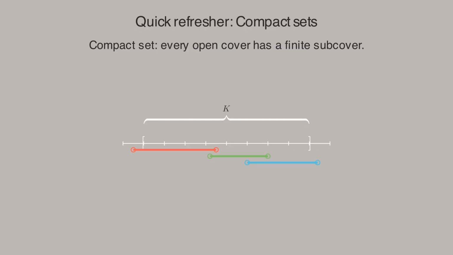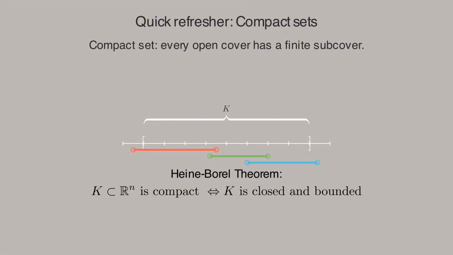Before we get to our big result, we need a quick refresher on compactness. A set is said to be compact if every open cover of the set has a finite subcover. So if you have a collection of open sets whose union is a superset of your set K, then there must be some finite subset of that collection that also covers K. And the Heine-Borel theorem tells us that in R^n, being compact is equivalent to being closed and bounded.